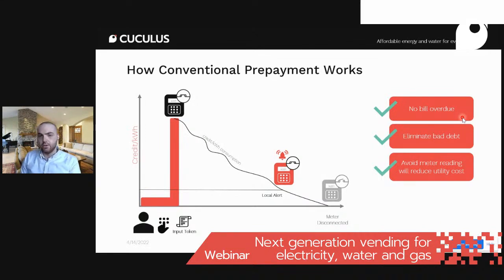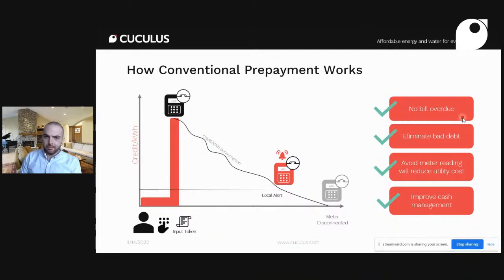So again, we let the customer pay, then use energy. And of course, in the end, this improves cash management for the utilities because this money is already in their pocket. So they can focus much better on how to invest in improving their services to increase customer satisfaction, or maybe spend more money improving their distribution network to deliver the electricity in the best way possible to the customer.